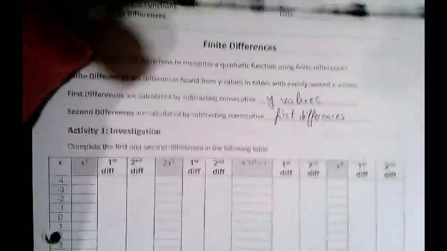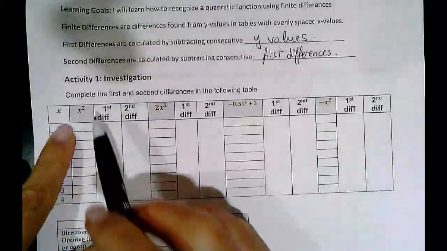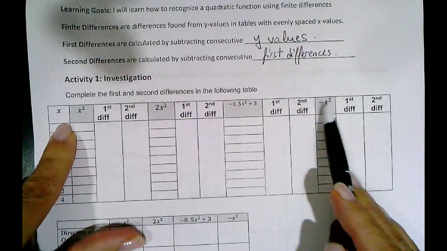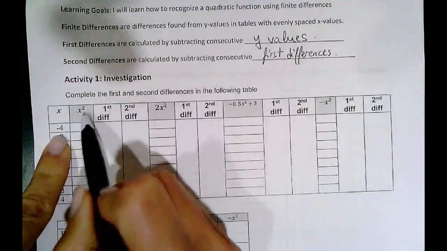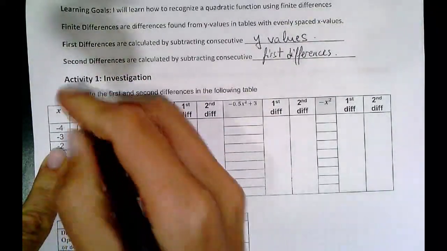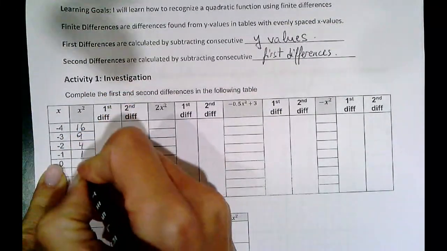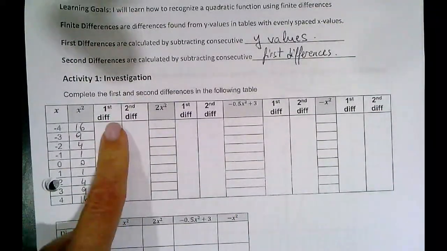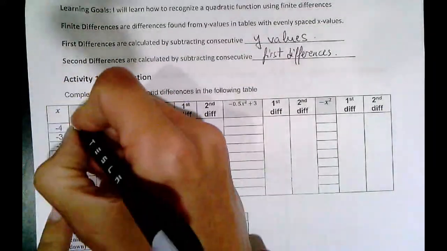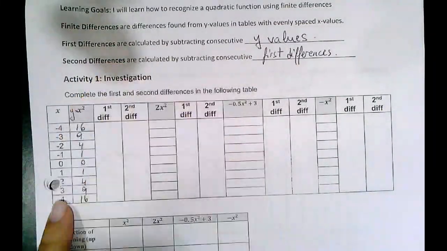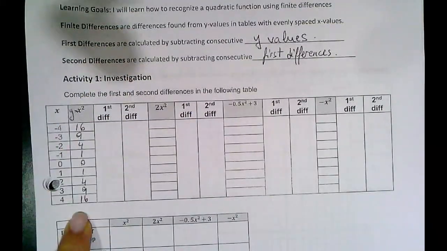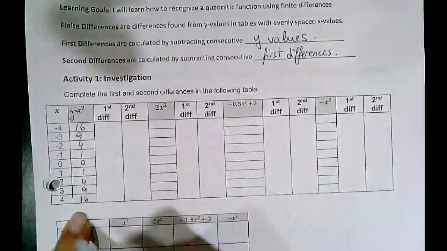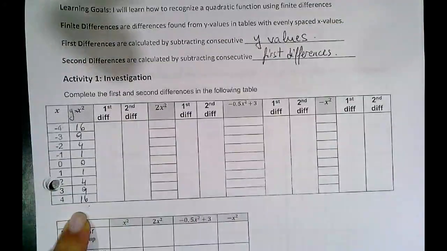So we're going to start with a table of values. As you can see, you have 1, 2, 3, 4 different quadratic relations. I'm going to start with this one. So negative 4 squared is 16, negative 3 squared, 9, 4, 1, 0, 1, 4, 9, 16. Now, when we talk about the first differences, we look at the y value. So y is basically y equals x squared, so this column would be the y values. So we're going to subtract them, but we always have to start from the bottom to the top.